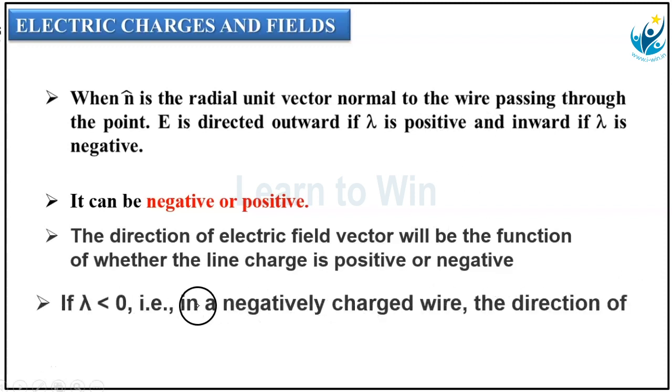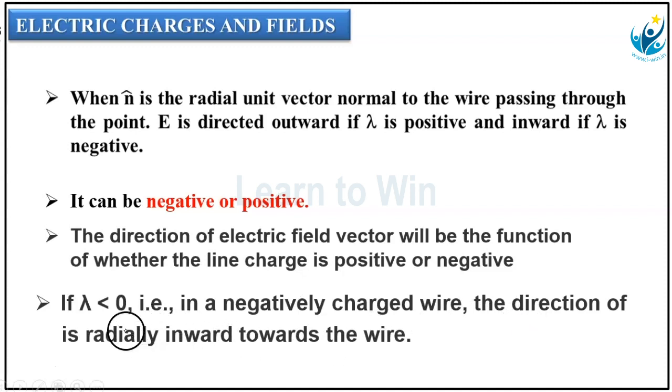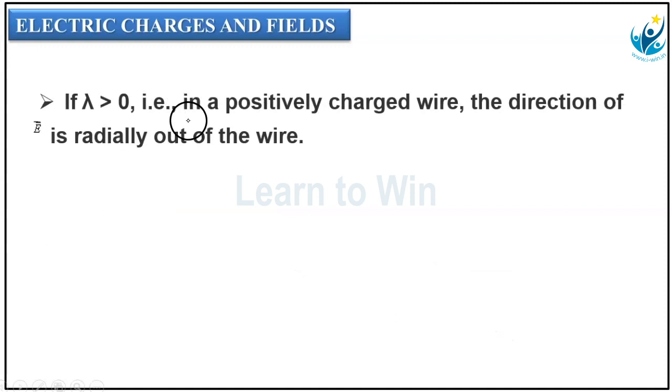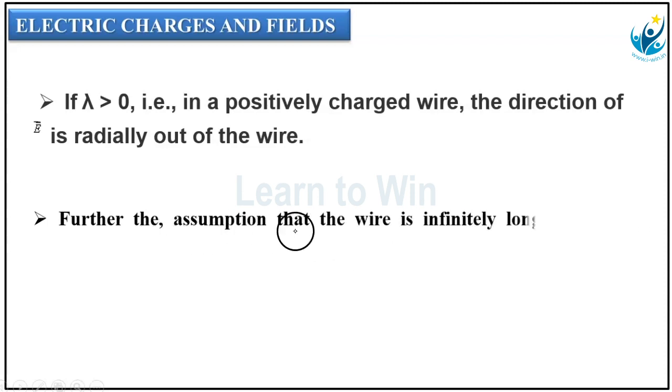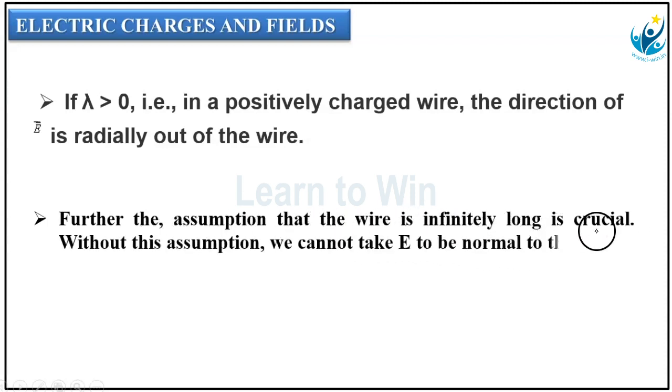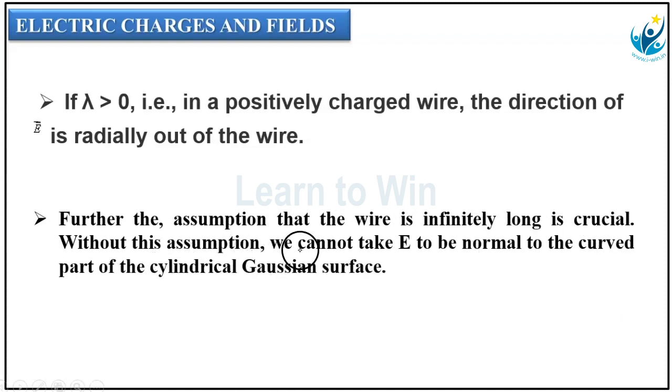If lambda is less than 0, that means lambda is negative, implies the wire is charged negatively. Then the direction of electric field is radially inward, means towards the wire. If lambda is greater than 0, that is the wire is positively charged, the direction of electric field is radially outward. Further, the assumption that the wire is infinitely long is crucial. Without this assumption, we can't take E to be normal to the curved part of the Gaussian cylindrical surface.